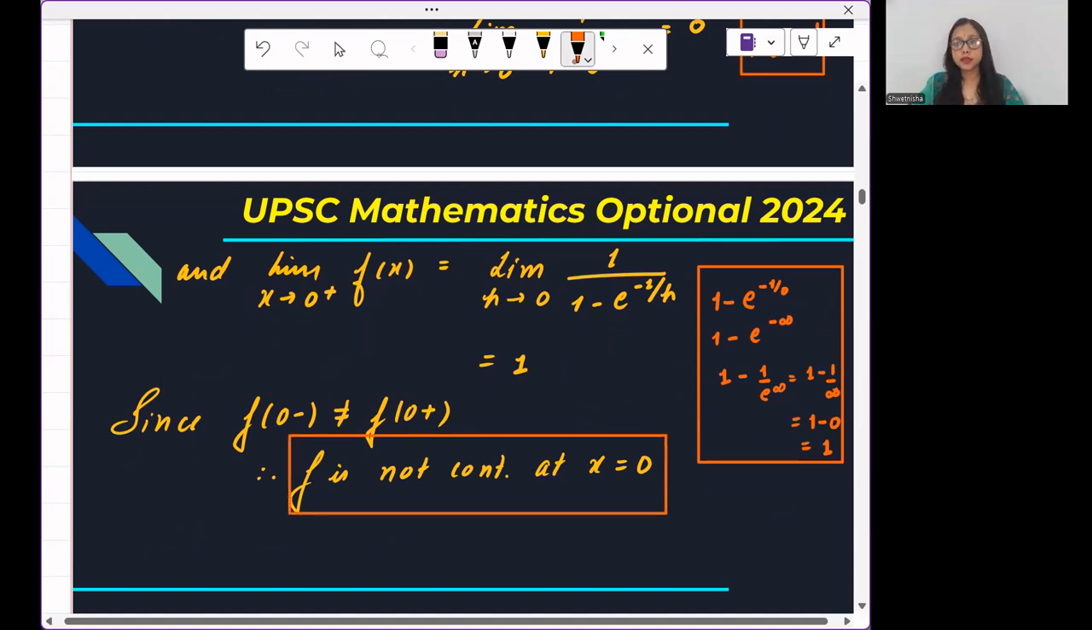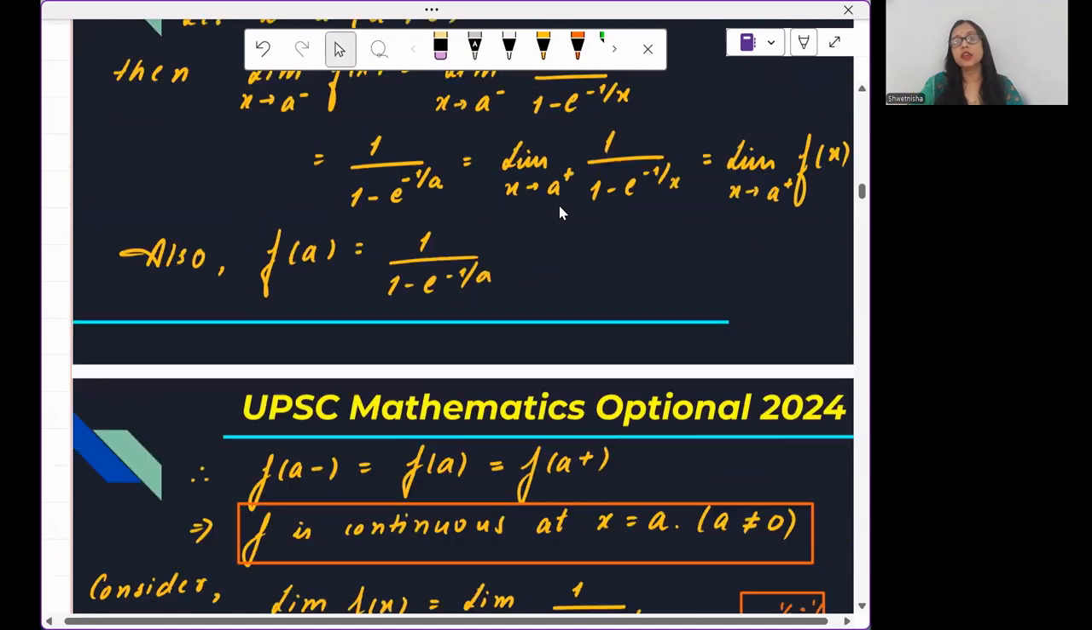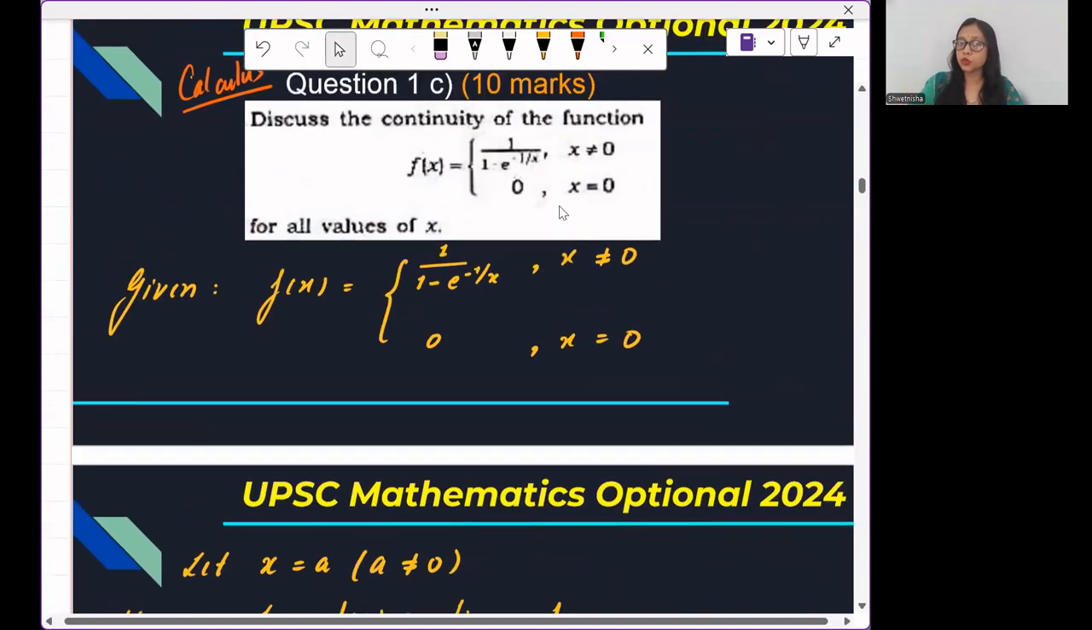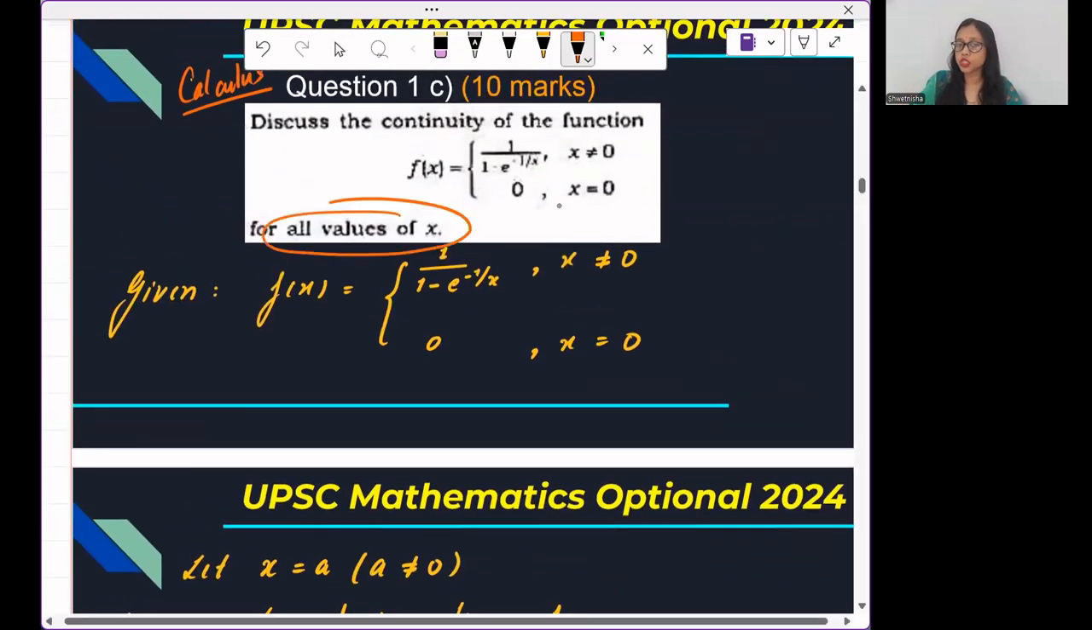Also note that continuity is only discussed at points which are in the domain. Here, every real number was in the domain. That's why it was important to discuss for all x belonging to the reals. If, let's say, you have a function where 0 is not even in the domain, then you cannot discuss the continuity at 0, even if the left hand limit comes out equal to the right hand limit. If that point is not in the function, you will not talk about its continuity.